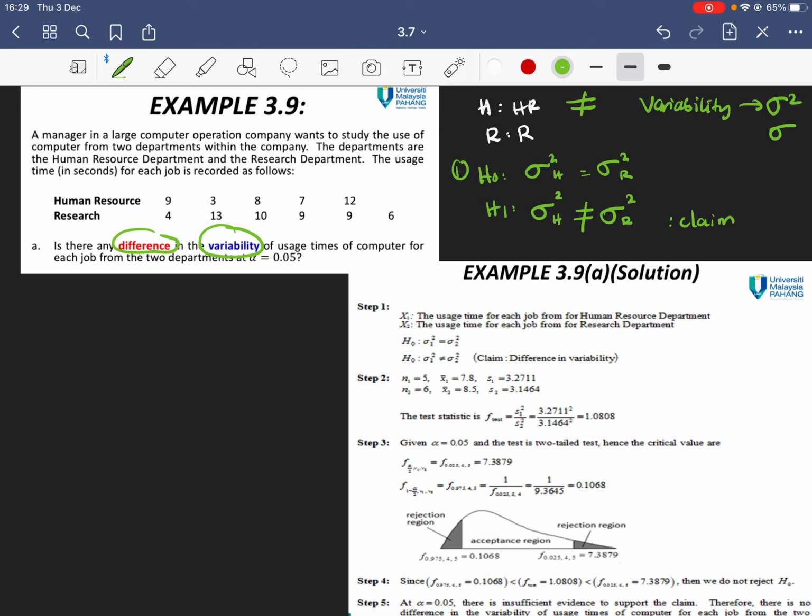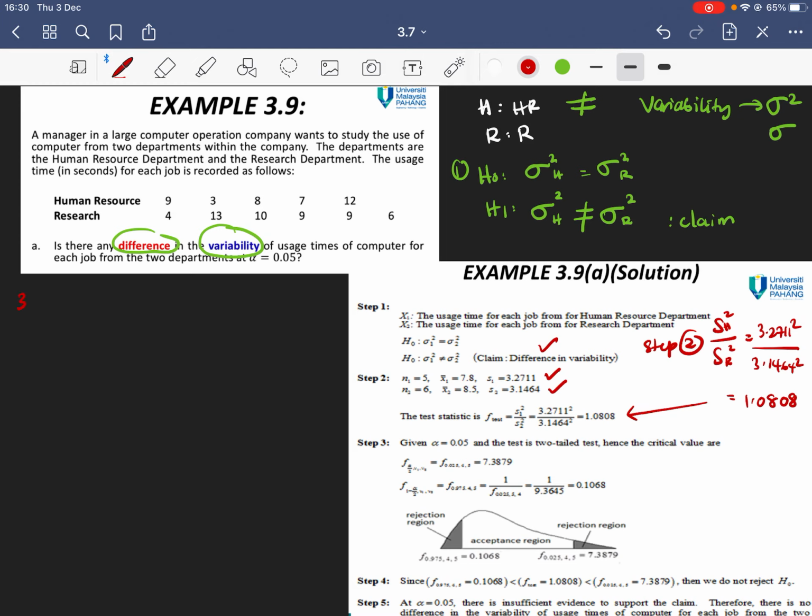Okay, for step number 2, it is S H square over S R square. So you have to put your data into the calculator and come up with these figures, S and the X. So the S here is 3.2711 square divided by 3.1464 square. You will get 1.0808. Okay, now the important part is step number 3.